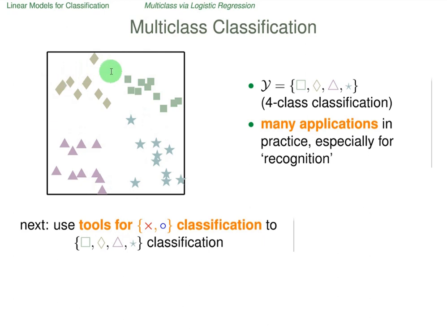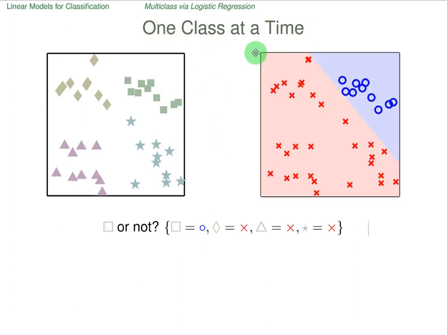One possible solution to this kind of multiclass classification problem is to adopt or extend the tools we use so far for solving binary classification tasks. One possible way is to decompose multiclass data into a sequence of 2-class problems. For example, here we can consider one class at a time. The square or not? The square or the remaining classes.